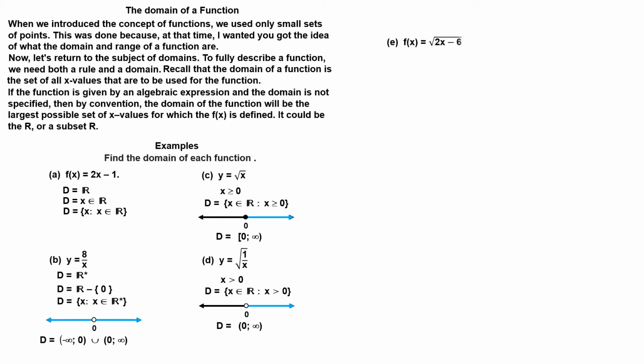Look at example E. We cannot take the square root of a negative number, so we must have 2x minus 6 greater than or equal to 0. We can solve this inequality to find the domain of this function. The domain is the set of all x values that belong to the real numbers such that x is greater than or equal to 3.